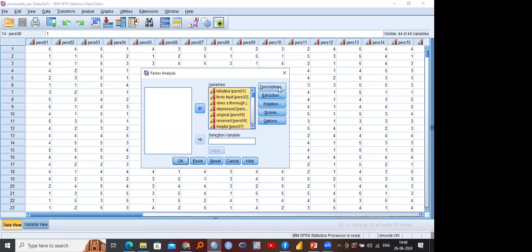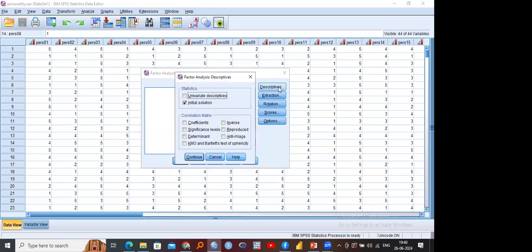Now click on descriptives. In the descriptives, click on univariate descriptives, coefficients, KMO and Bartlett's test of sphericity. I am repeating it once again. Initial solution was already selected. You have to click on univariate descriptives, coefficients, and KMO and Bartlett's test of sphericity.